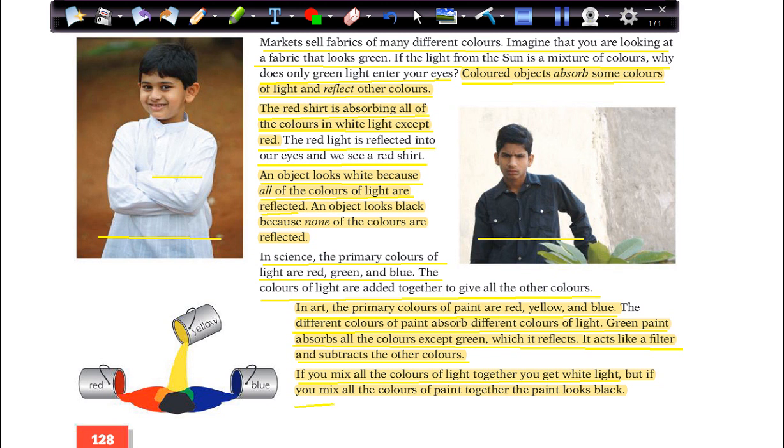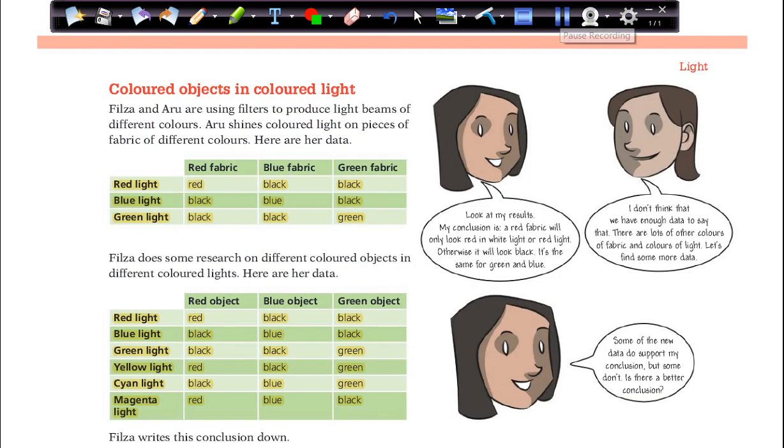If you mix all the colors of light together, you get white light. But if you mix all the colors of paint together, the paint looks black. So here, these are the colors of the paint: blue, yellow, and red. If we mix them together, we will get black. But if we mix red, blue, and green light, we will get white light. Now let's go to the next page and see colored objects in colored light.